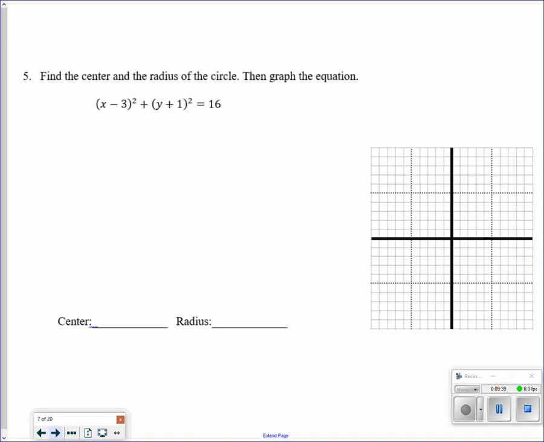Next, we got a circle. Circles are a little bit easier than parabolas because there's only 2 parts to a circle. There's the center. So whatever's inside the x parenthesis and whatever's inside the y parenthesis. So we have the center at 3, -1. And this is always the r squared value, making the r value actually just 4. So going over to my picture, 3, -1 is my center. And to the right 4, left 4, up 4, down 4.